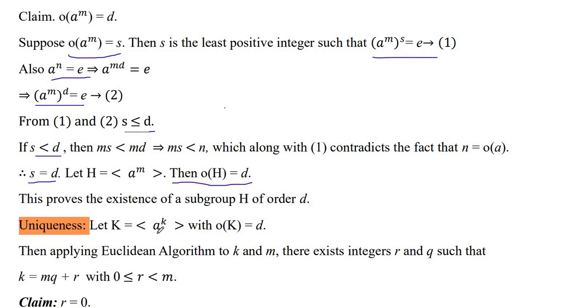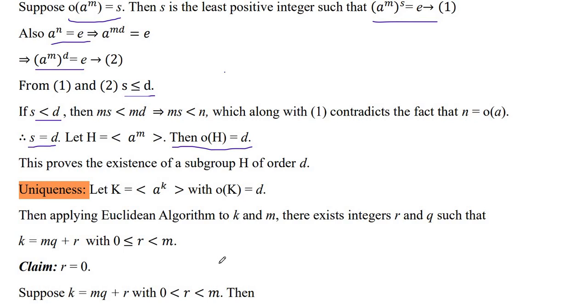Suppose K is any other subgroup of G, which is say generated by some a^k, because we have already established that any subgroup of a cyclic group G will be generated by a to some positive integer. So we shall assume K to be any other subgroup of G generated by a^k, with the same order. Then what we need to prove is that our H is the same as K.